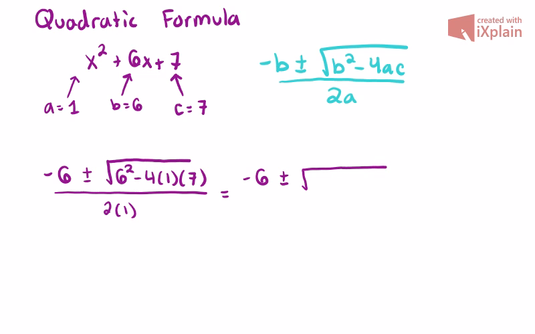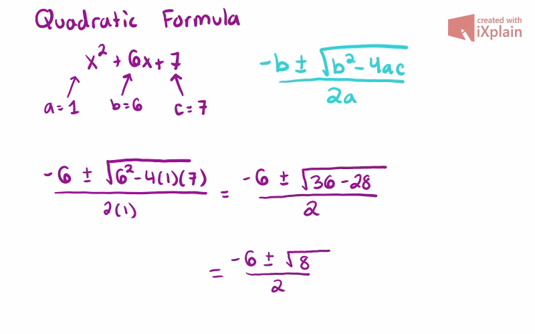We have square root of 36 minus 28 divided by 2 times 1, which is just 2. 36 minus 28 will give me square root of 8 divided by 2. And if you leave it at this point, that's mostly okay. There's a little bit more simplifying that we can do, and I'm going to go ahead and do that simplifying.